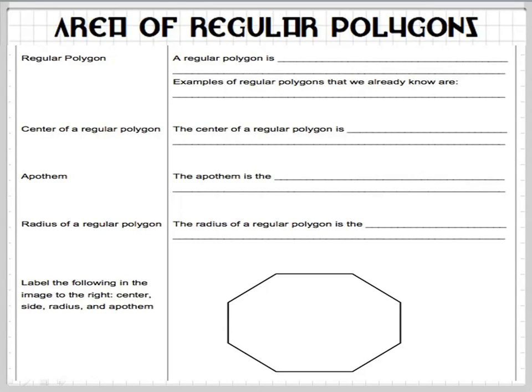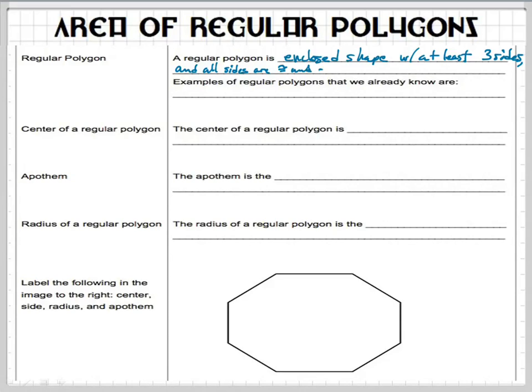Area of regular polygons. Okay, a regular polygon is an enclosed shape with at least three sides, and all sides are congruent. You can do the little congruent sign right there.